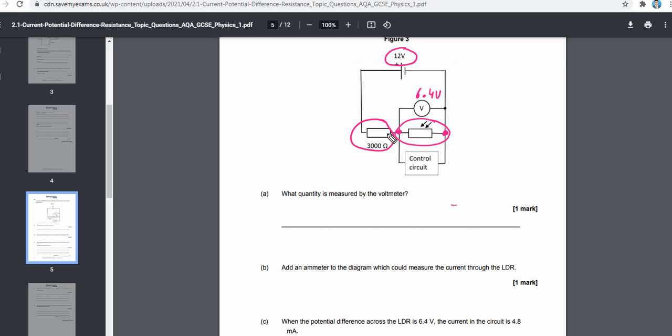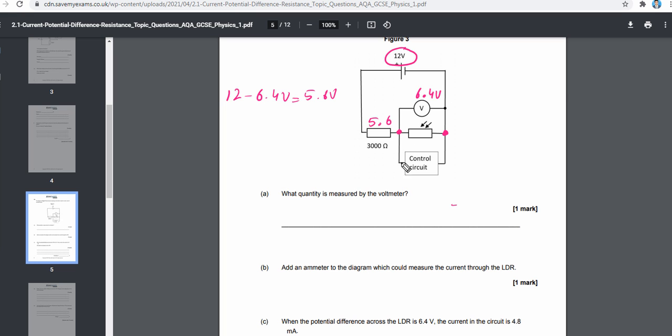So the voltage has to split between these two resistors. If 6.4 volts drop is across the LDR, then the remaining voltage will be across this simple resistor. So the voltage across this simple resistor will be 12 minus 6.4 volts, which is equal to 5.6 volts.